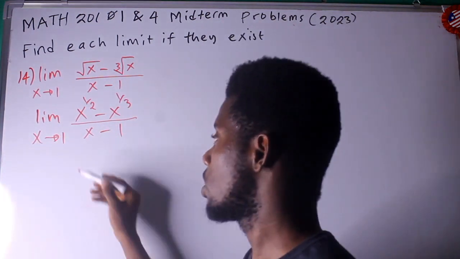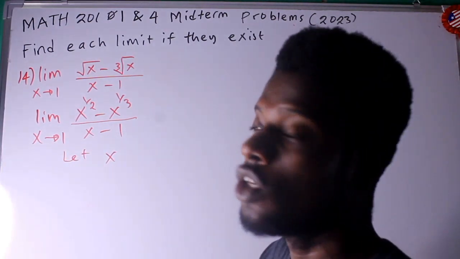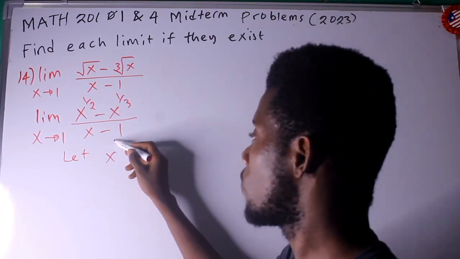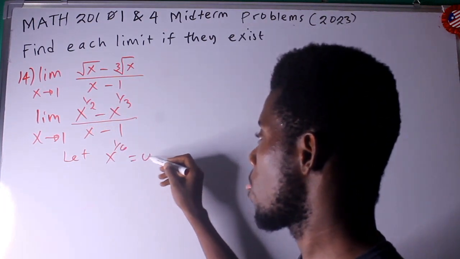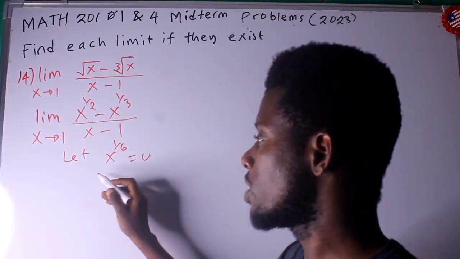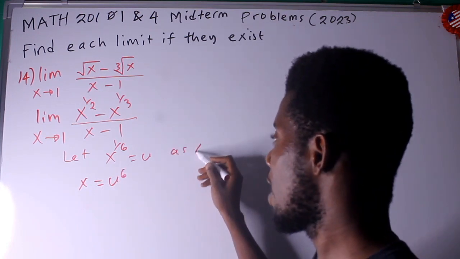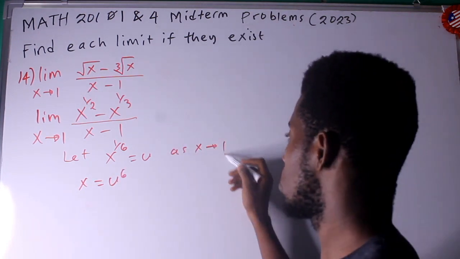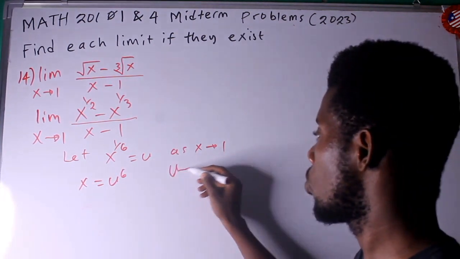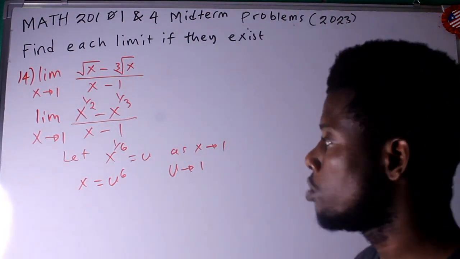I'm going to say, let x raised to the power of the least common denominator for 1 over 2 and 1 over 3, which is 6. So let x to the power of 1 over 6 be equal to u. In this case, when I raise both sides to the power 6, I will have x is equal to u raised to the power 6. But remember, as x approaches 1, I will have 1 to the power of 1 over 6. So u will be approaching 1 also. As x approaches 1, u will be approaching 1.